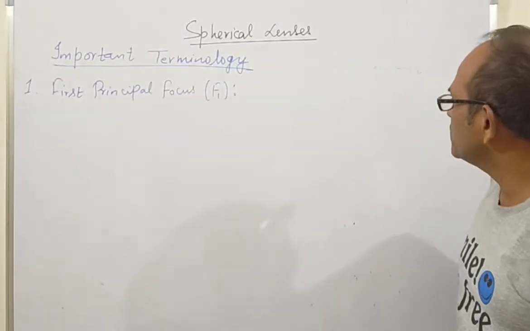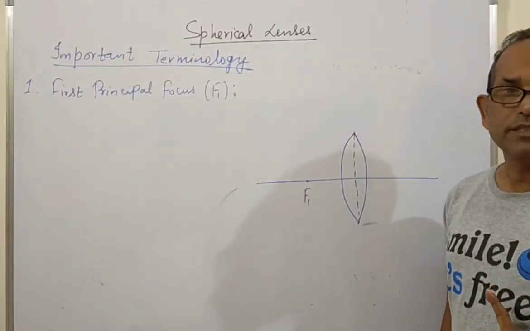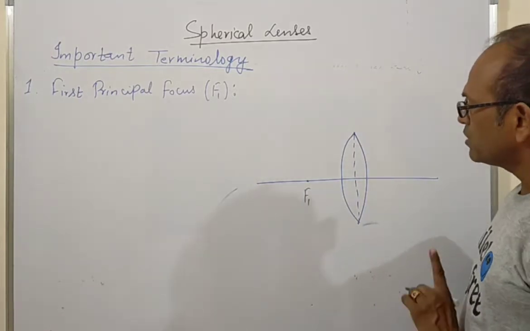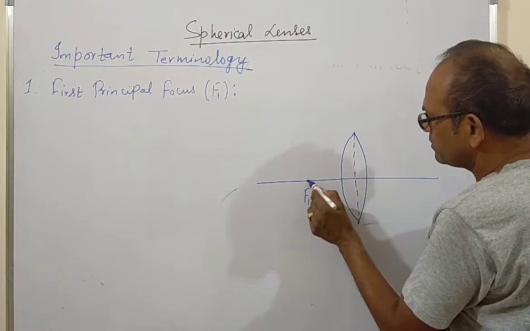First principal focus, students, like for example, say I have a convex lens, right? And this is the principal axis which we have already discussed in mirrors, right? So suppose an object is placed at a point on the principal axis.